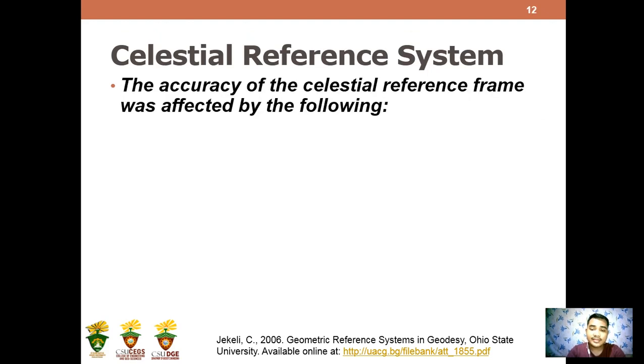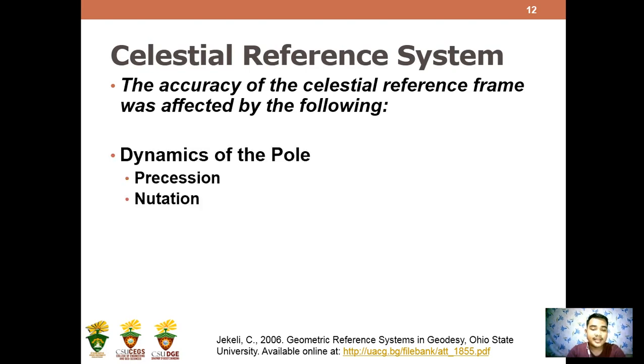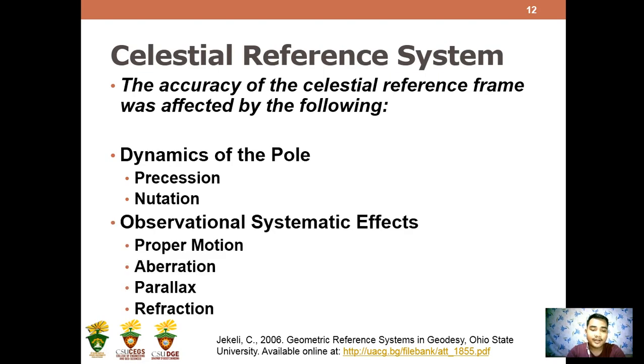The accuracy of the celestial reference systems was affected by these following parameters. First is the dynamics of pole, which is the precession and rotation. Or we have also observational systematic effects such as proper motion, aberration, parallax, and refractions.